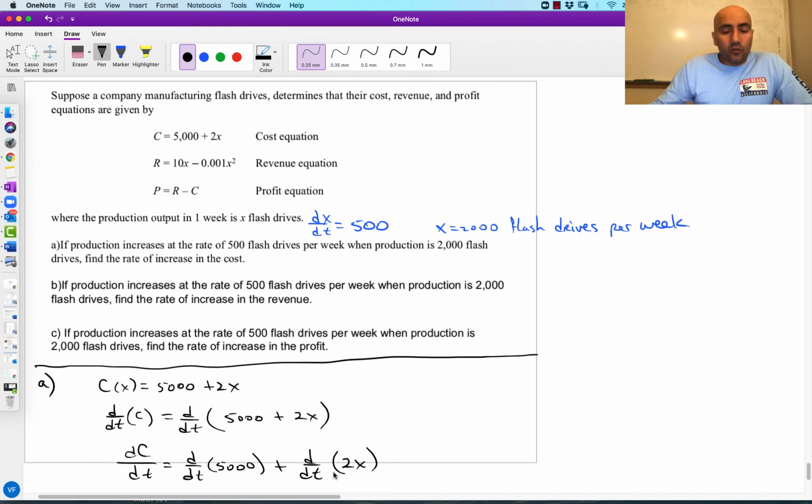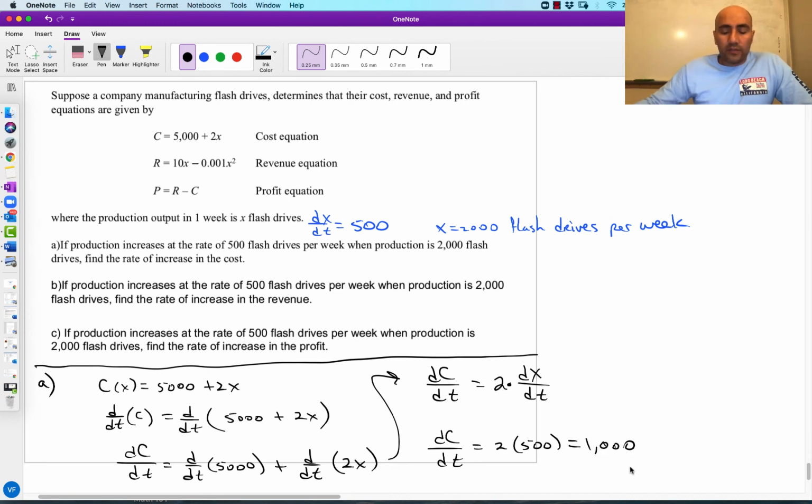Again, the variables don't match. So this is going to mean that dC/dt is equal to 2 times dx/dt, which we know is 500. So dC/dt is equal to 2 times 500, which means that it's equal to 1,000. So that's our answer. Cost is increasing at a rate of $1,000 per week.